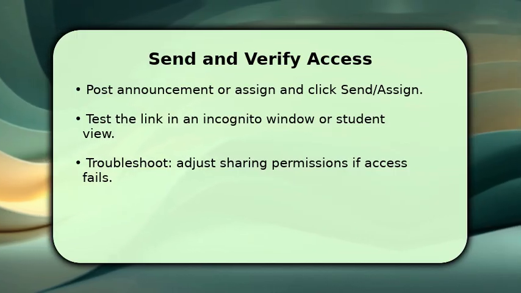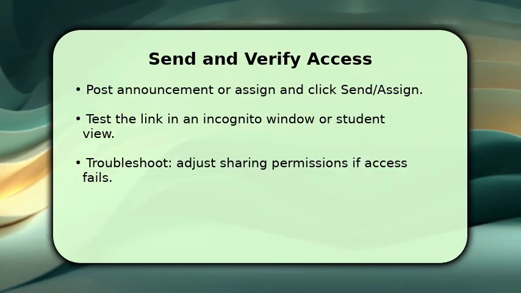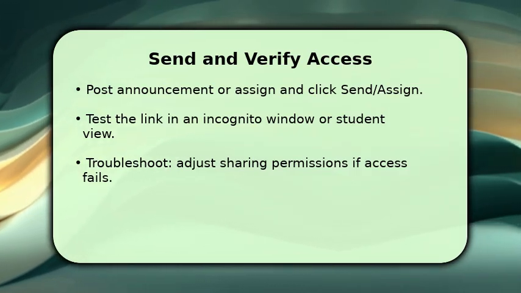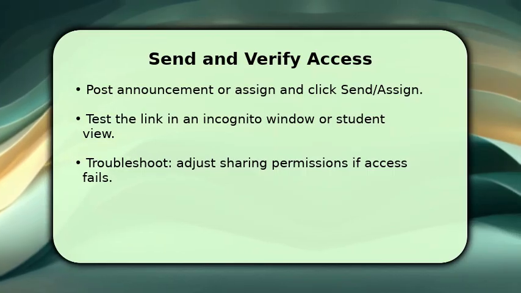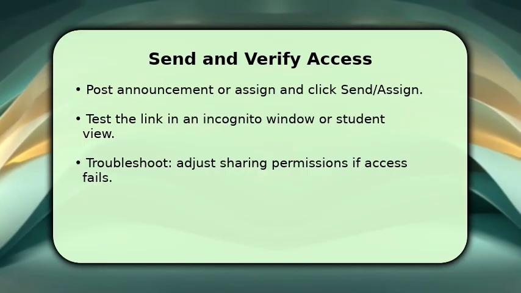If someone reports an error, check the original file or folder's sharing settings and change from restricted to anyone with link or add your students' domain. Then recopy and repost the corrected link to avoid repeated access issues.